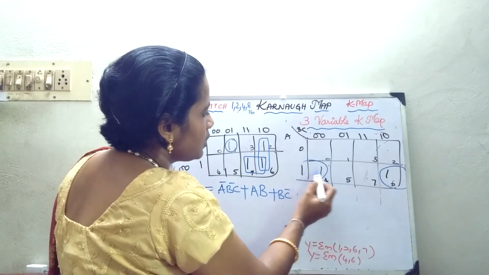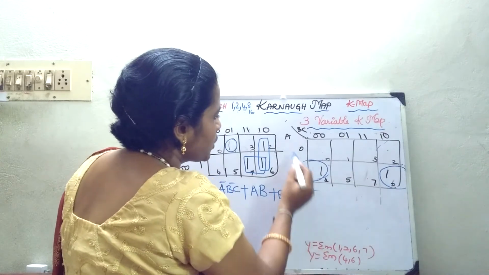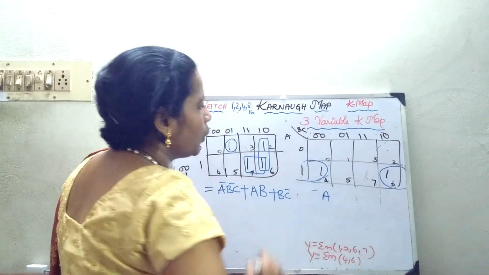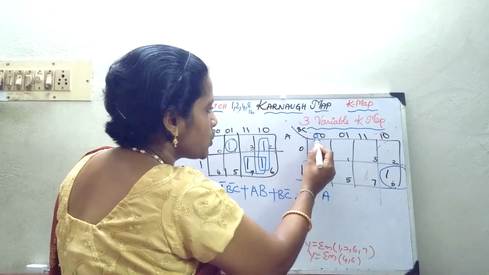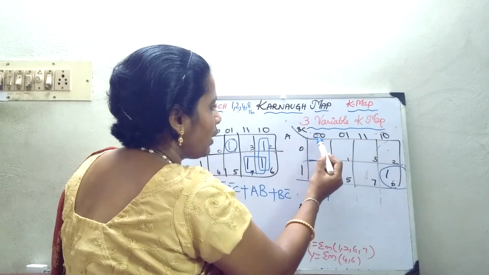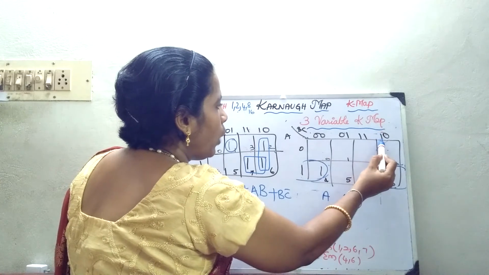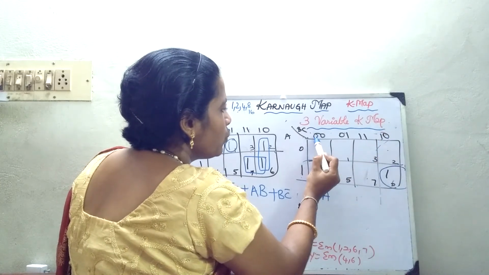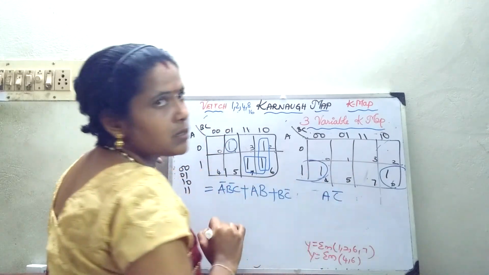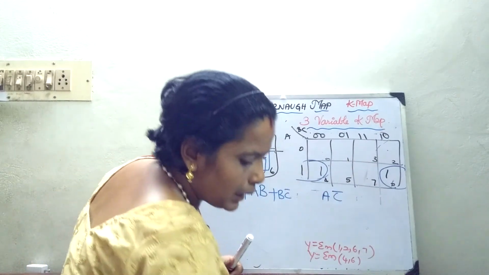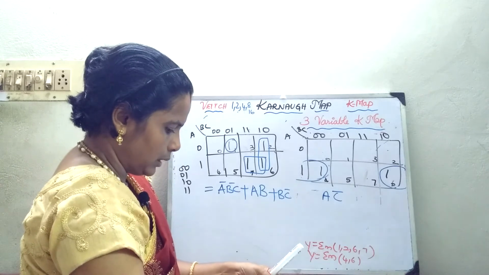So in this case, what will be the answer? For this, it is a 2 cell grouping. The expression for this is going to be A, lying at 0 0 and 1 0. So what is the value which is matching? The second variable is going to be matching. It is A C bar. Okay, so we will see one more problem also in this.